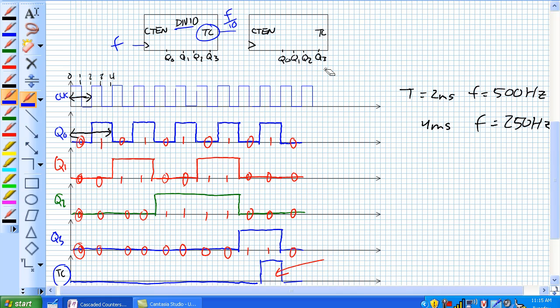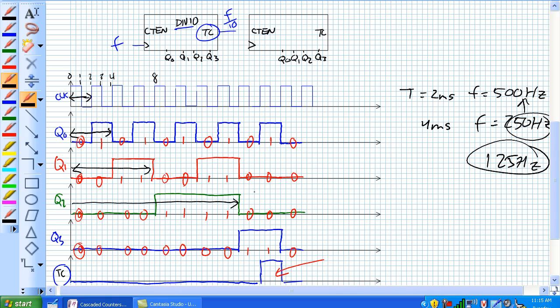So we're talking about frequency division. Q0, we already discussed, is half the frequency of the clock. What's the period of Q1? Well, it's half the frequency because it takes twice as long as Q0, so 125 hertz. And now what's the frequency of Q2? Well, it takes twice as long, so 62.5 hertz. But now Q3, what is Q3's frequency?